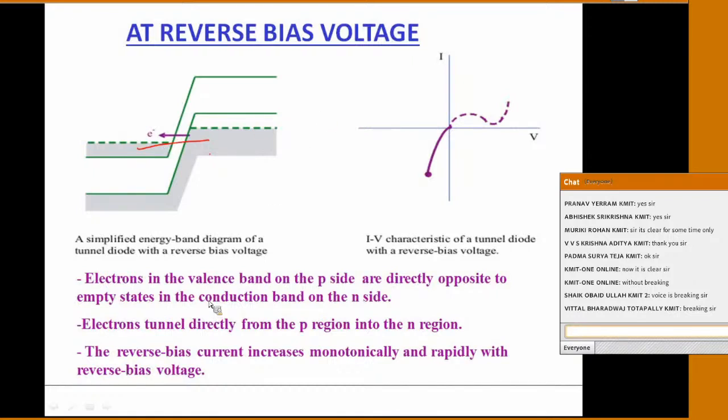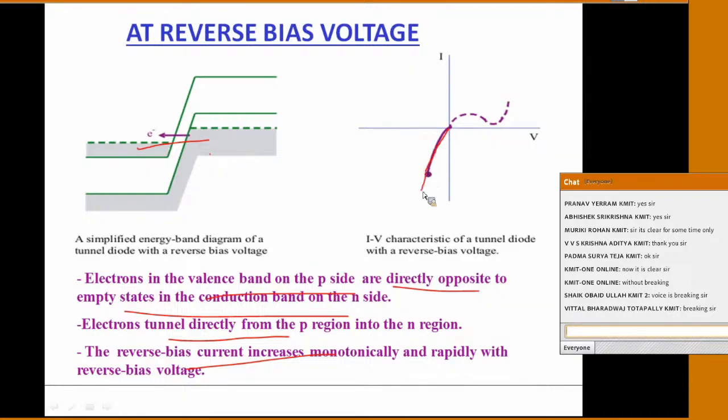Now electrons in the valence band of the P side are directly opposite to the empty states in the conduction band on the N side. Electrons directly tunnel from the P region to the N region. The reverse bias current increases monotonically with the reverse bias voltage. That's why it is linearly increasing with the reverse voltages.